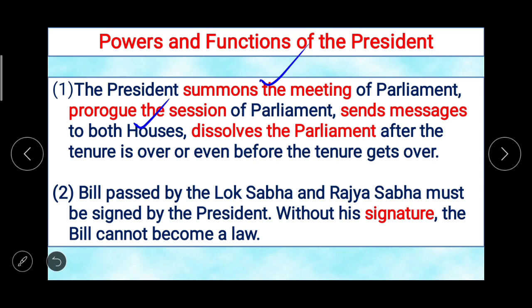Bills passed by the Lok Sabha and Rajya Sabha must be signed by the president. Without his signature, the bill cannot become a law. As soon as the bill is passed, it will become an act. But when? If it is signed by the president. लोकसभा या राज्यसभा में कोई भी बिल अगर पास होता है तो उसे लॉ में कन्वर्ट करने के लिए, उसका लॉ बनने के लिए उस पर प्रेसिडेंट का साइन होना बहुत ज़रूरी है. उसके सिवा उसका लॉ नहीं बनता है.